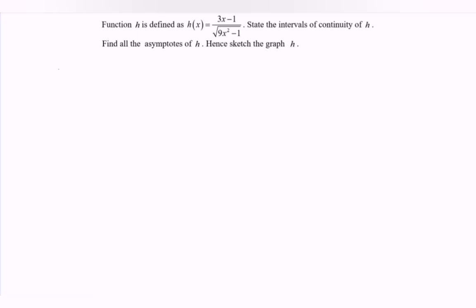Next, function h is defined as the situation, where we have h(x) equals 3x minus 1 over the square root of, if we factorize the situation, we have 3x minus 1, 3x plus 1.